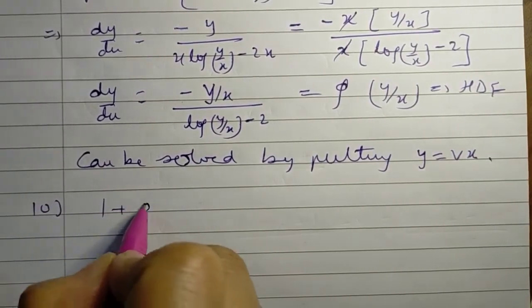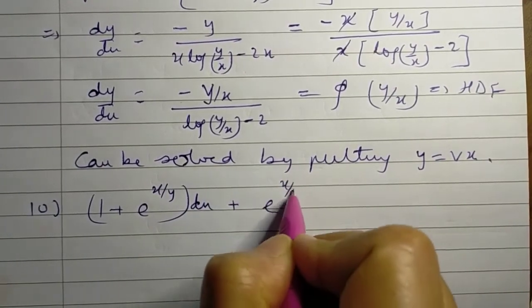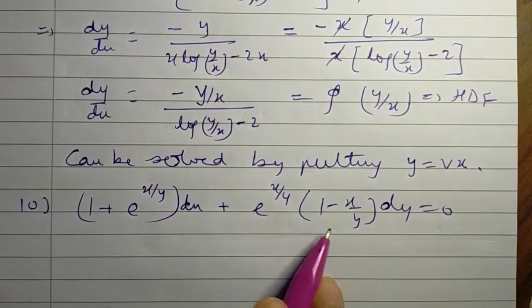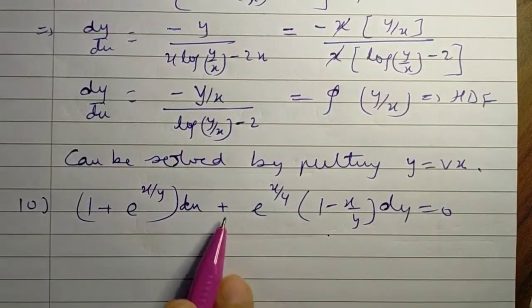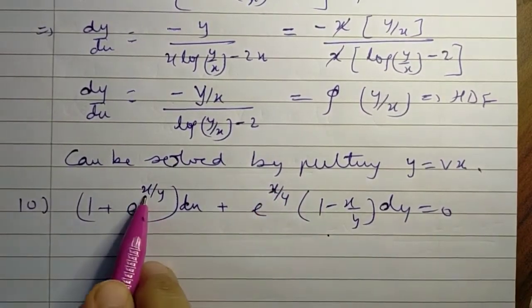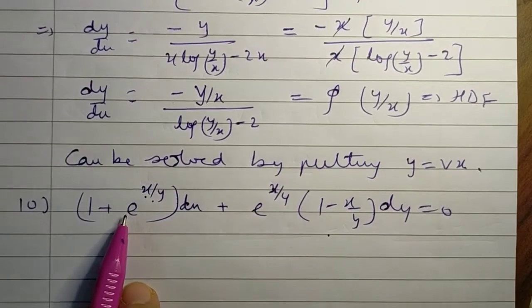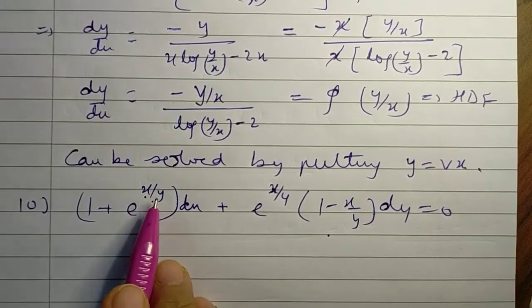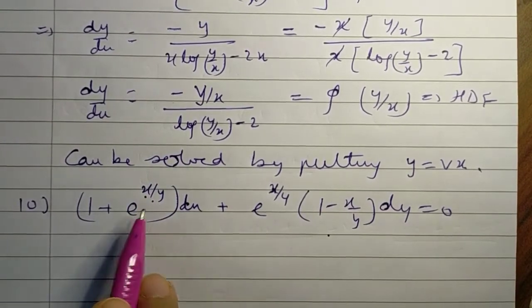Okay, now let me take up quickly question number 10. It says that 1 plus e raised power x by y into dx plus e raised power x by y into 1 minus x by y dy equal to 0. Again, though it appears to be a homogeneous differential equation, the terms involved here are x by y. All other things we can swap the positions, but even if I take e raised power x by y to the denominator, at most it will become e raised power minus x by y, but there is no way of swapping the positions of x and y in the exponential function.